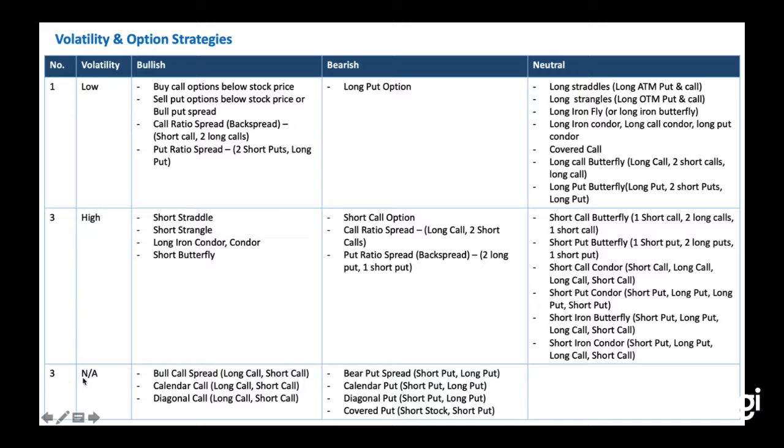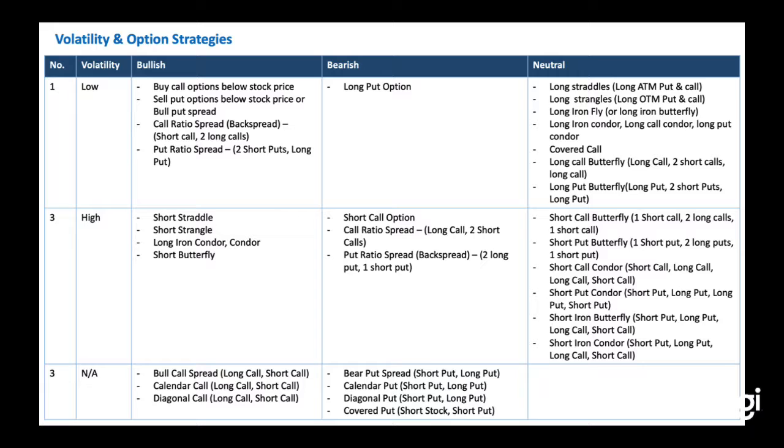And then the last one is really neutral. So volatility, you really don't worry too much about volatility. This is when you basically do a bull spread, meaning you long a call at a little bit lower strike price than the current stock price, and you short a call at the higher price. You could do calendar call, diagonal call, and these are the few strategies here. If you're bearish, you can do bear put spread, calendar put, diagonal put, covered put. So this is a summary of option strategies.